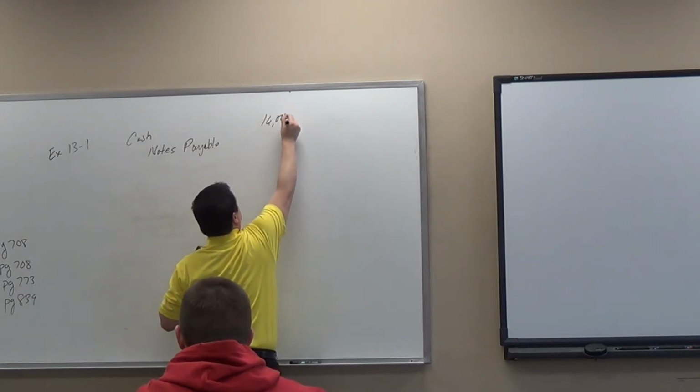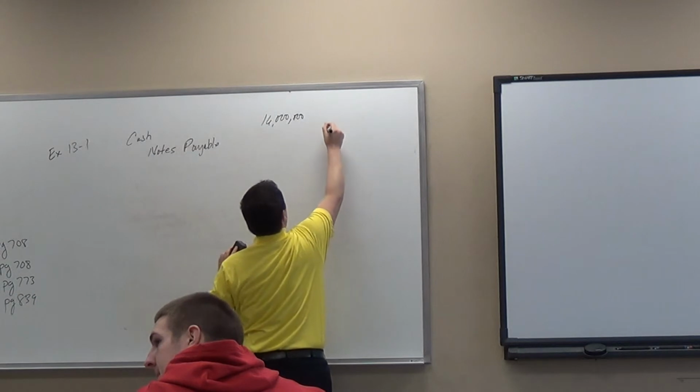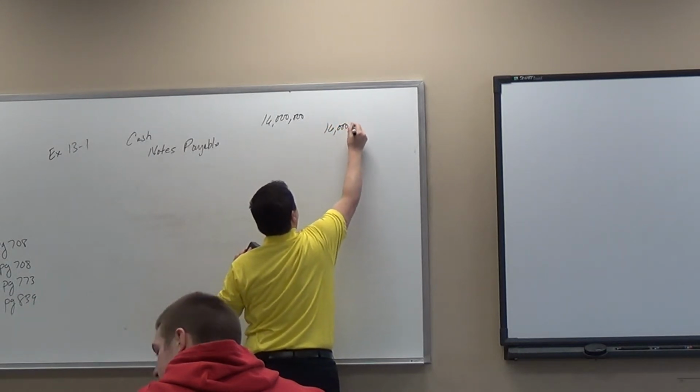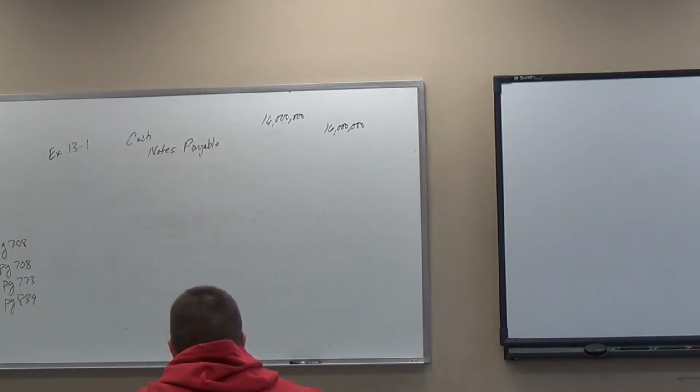$16 million. Isn't it? I had the wrong number? Yeah, that's right. What, I don't know. What are we doing? 13-1. Oh, I'm on B. I'm just coming up with random numbers, don't mind me.